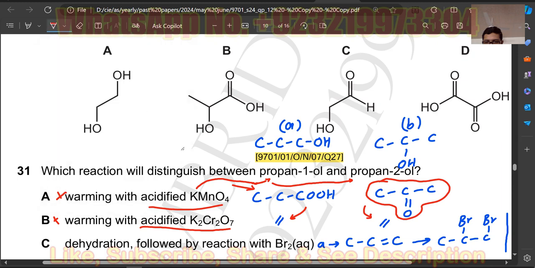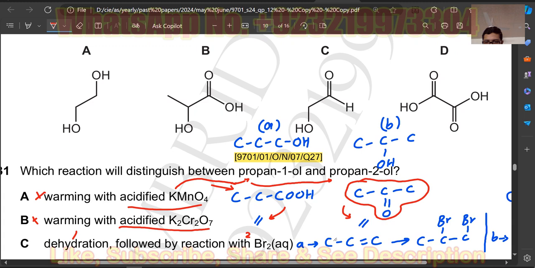Okay, so in this case we are given steps. I will say dehydration is the first step and reaction with bromine is the second step. So I'm going to apply these two steps on both molecules. In case of propan-1-ol, in the first step we are getting dehydration, and as a result you are getting prop-1-ene, my mistake, prop-1-ene is formed as a result of dehydration, and when this is reacted with the bromine molecule, you will get two bromine atoms on these two carbon atoms.